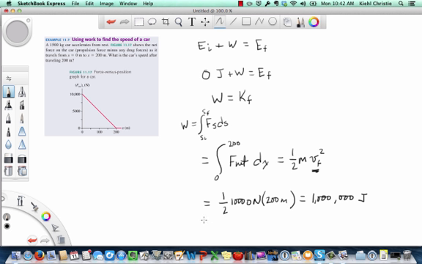And we set that equal to 1/2 m V final squared. So to solve for it, we take 2 times 1,000,000 over the mass, which is 1,500. Take the square root, and we'll get V final. And V final is 37 meters per second, or thereabouts.